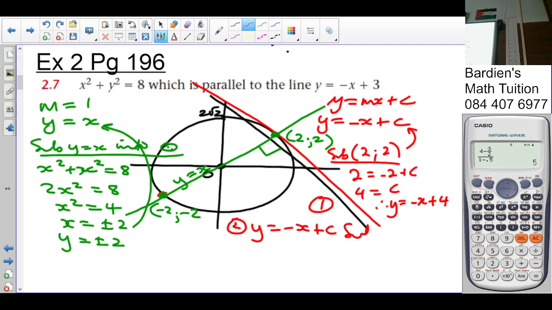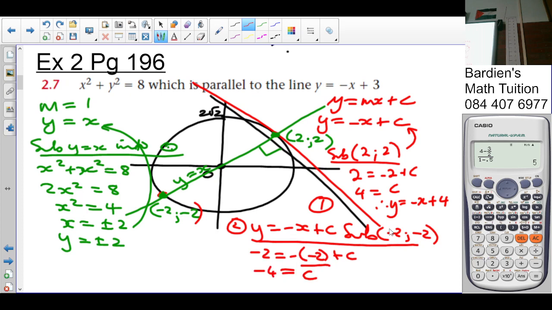Again, we're going to substitute negative 2 and negative 2. So that's an x and a y. So negative 2 is equal to negative 2 plus c. That is positive 2. Take it over, becomes negative 2, which is negative 4. Y is equal to negative x minus 4, and this is the second equation then.